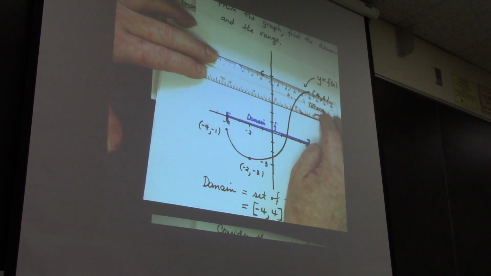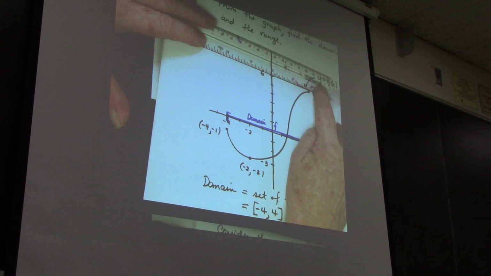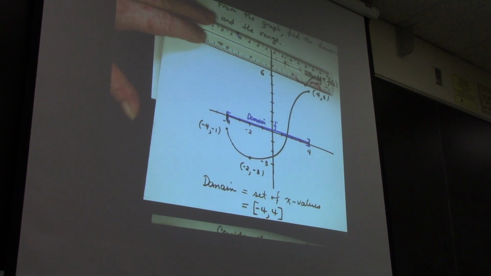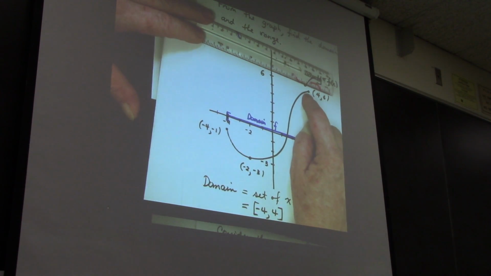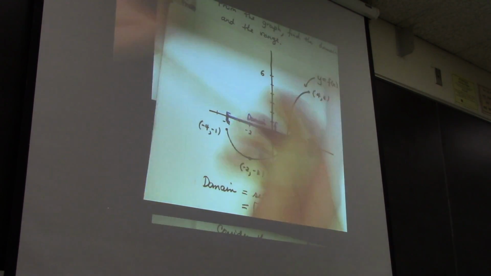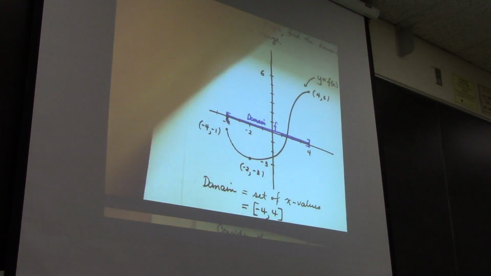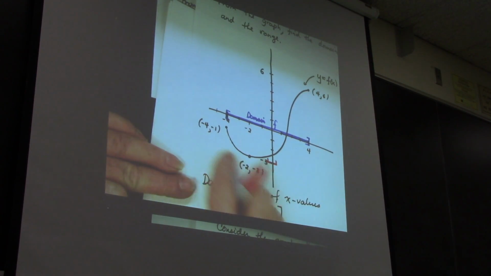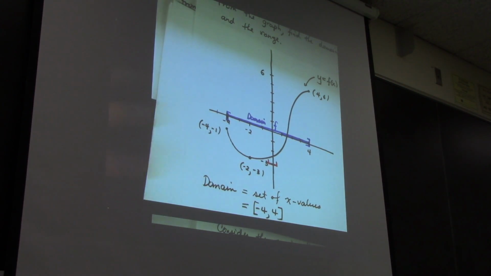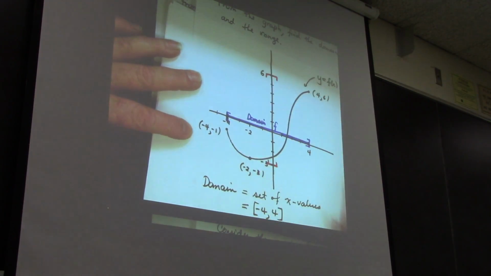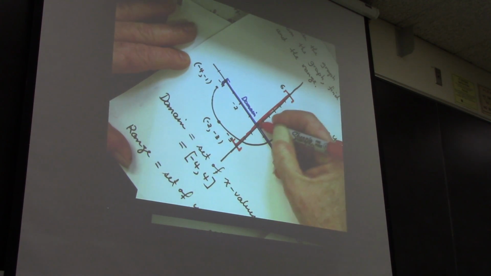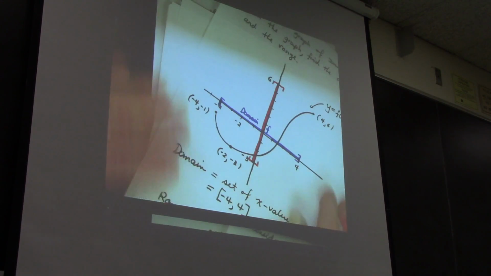How far does the range go? 6. Okay, up to 6. Any number past 6, 6.1, is not in the range. 7 is not in the range. This is the highest point on the graph. That's the biggest y value. So my range starts at -3, that's the smallest y value on the graph, and goes to 6. So this is the range of my function.